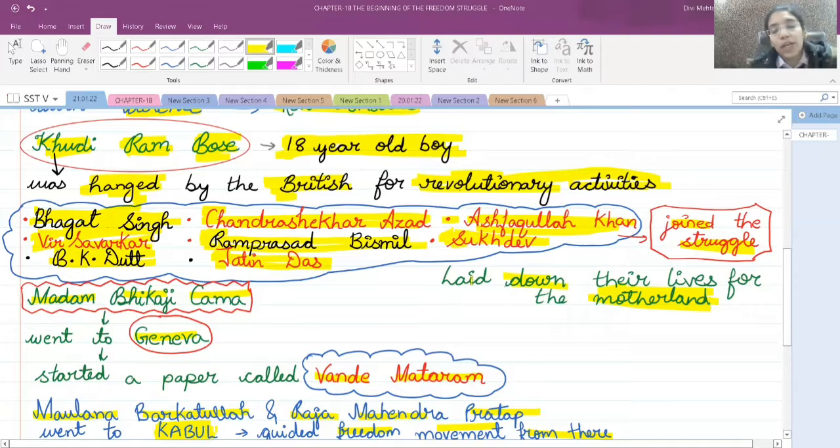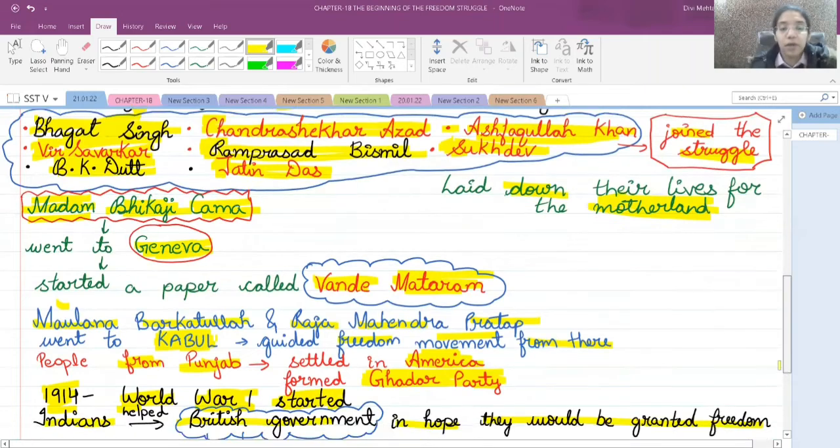Some people also went to foreign countries to win the support of other countries for India's freedom struggle. One woman was Madam Bhikaji Cama. Underline her name. She went to Geneva. Geneva is a place in Switzerland. There she started a paper called Vande Mataram.